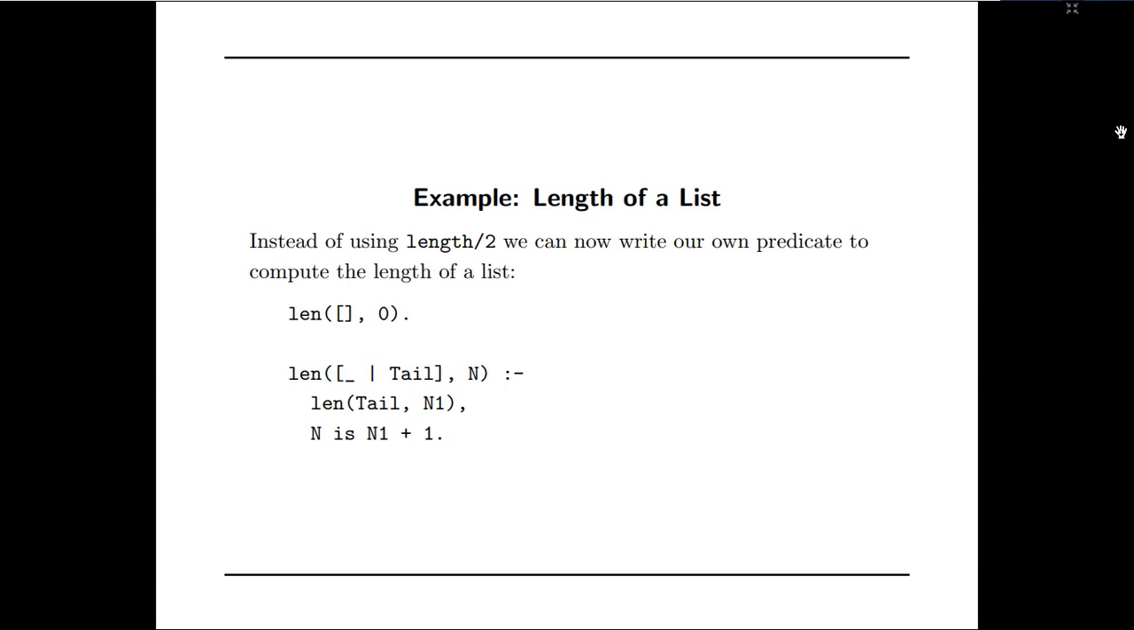Without using predefined functions, if you want to program your own length function: length of the empty list, comma, 0, dot, that means the length is 0. Length of any head and tail, comma N, then length of tail, comma N1, N is N1 plus 1. So this will go on recursively. Finally, when the empty list is reached, 0 will be substituted, and finally the N value will be printed out. So this is the way you can manually find the length of the given list.